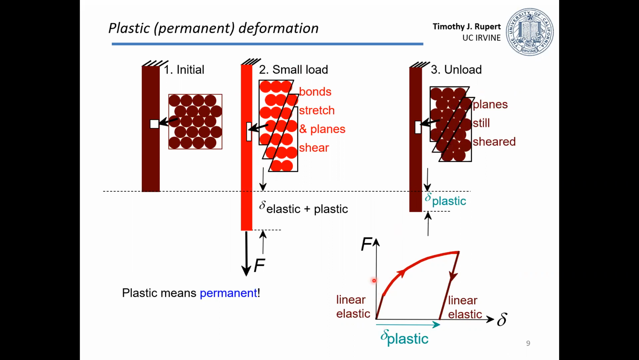Okay, so the way that looks in our force displacement curve is we have that linear elastic first region. Our curve starts to bend over and it no longer is linear. And then when we unload, we follow the same slope that we did at the beginning back to 0 force. Okay, so we're linear elastic at the beginning and at the end, but there's some elasticity and plasticity happening here.